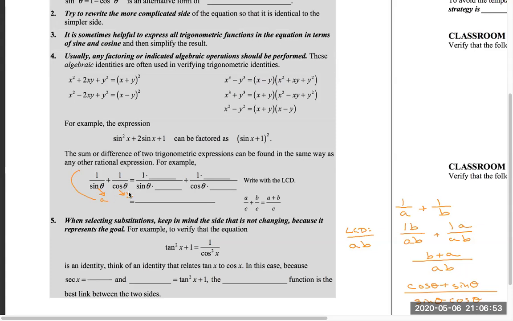So let's fill this in. Well, my LCD in this case would be sine theta cosine theta, A times B. The factor that's missing from the first fraction is cosine theta, and sine theta is missing from the second. We have a common denominator now, and we have the added terms on top. So check this out.